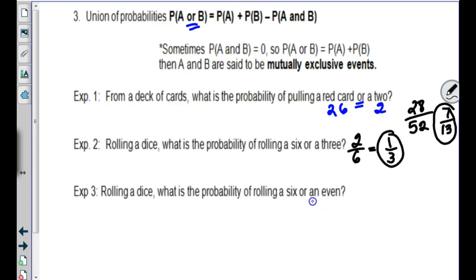Okay, what is the probability of rolling a 6 or an even number? Now you got to be careful because they're trying to trick you, right? Yeah, 2, 4, and 6 are the only winners. So it's 3 out of 6 or 1/2. Good luck. Everybody good?